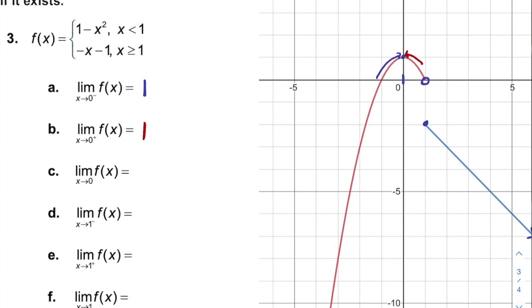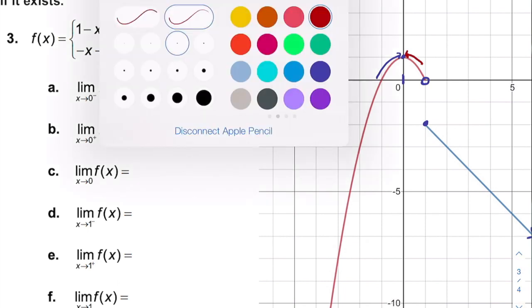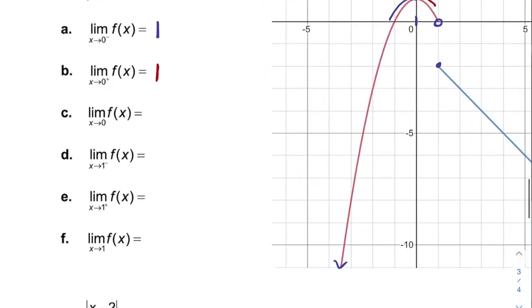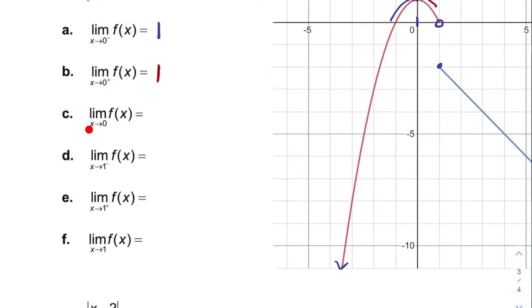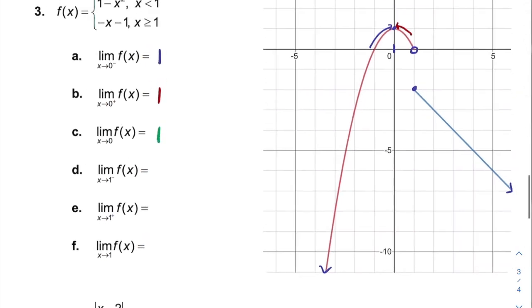And what this means for us here is that because from the left and the right, the limit both equaled a number and it was the same number, that means that in general, we can remove those plus and minus signs. The limit as x goes to 0 of f of x is 1. So that is a two-sided limit that exists.